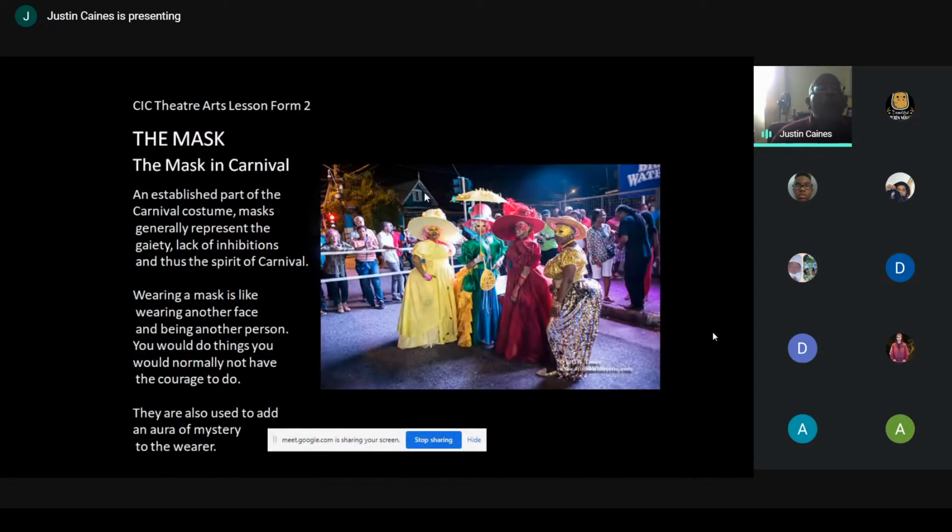Can somebody tell me what picture that is? What am I looking at? Dame Lorraine. The Dame Lorraine. Well, they tend to wear their masks, and a few other ones, they don't wear masks too much.